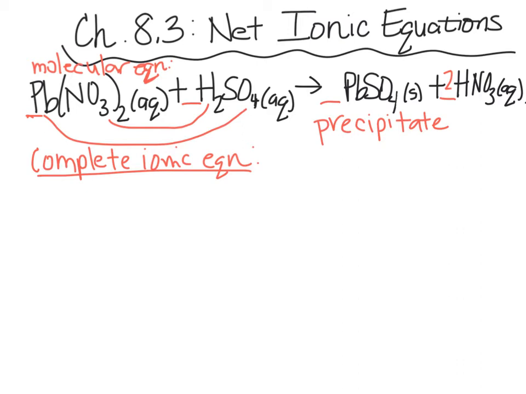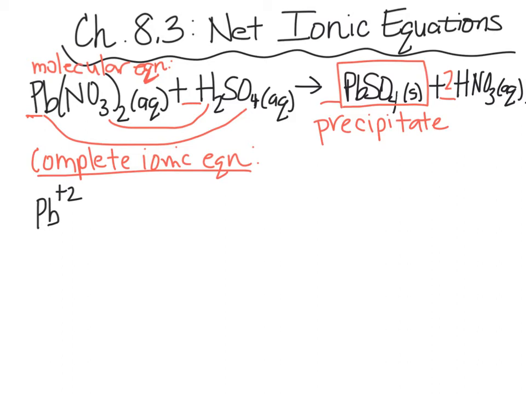So what I like to do is box up the solid. By boxing up the solid, that is telling me that I'm going to keep it together. And then everything else, I'm going to separate, okay? So this is what it's going to look like. Pb, and we need to write down the charges, okay? In this case, the lead has a +2 charge. And I know it has a +2 charge because there are 2 nitrates in this chemical formula, and nitrate is a polyatomic ion with a -1 charge. So therefore, this lead has to be +2.